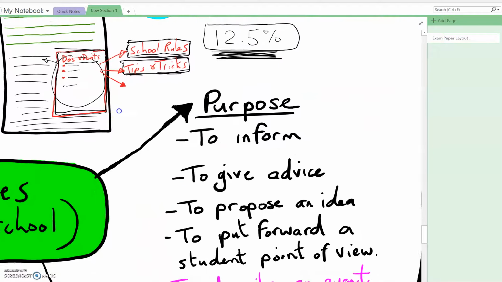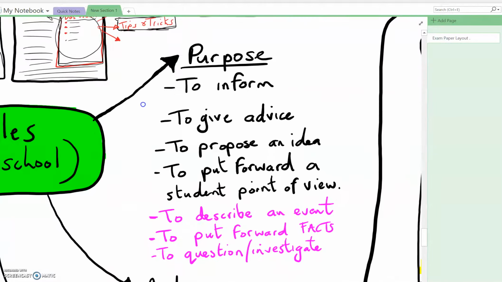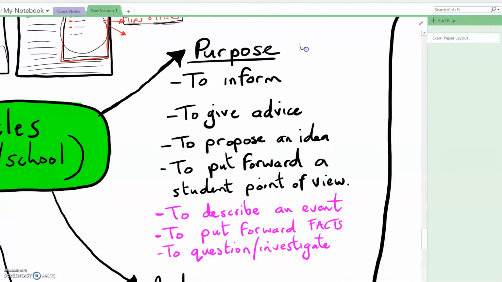Now, what else can we look at? We can look at the purpose of a newspaper article. This means why. Why do you write a newspaper article? Well, it's to inform, isn't it? Any article is to inform the reader. It's not to confuse. You don't write a newspaper or a school article to confuse people. You write them to inform.